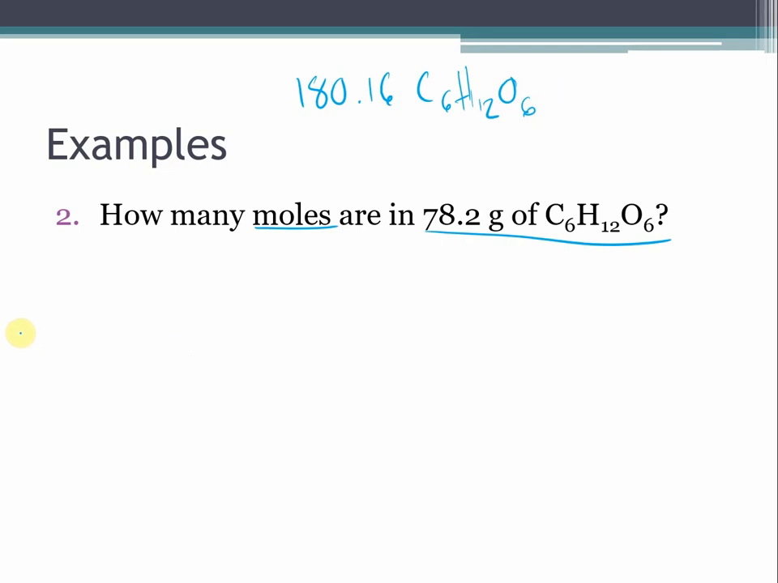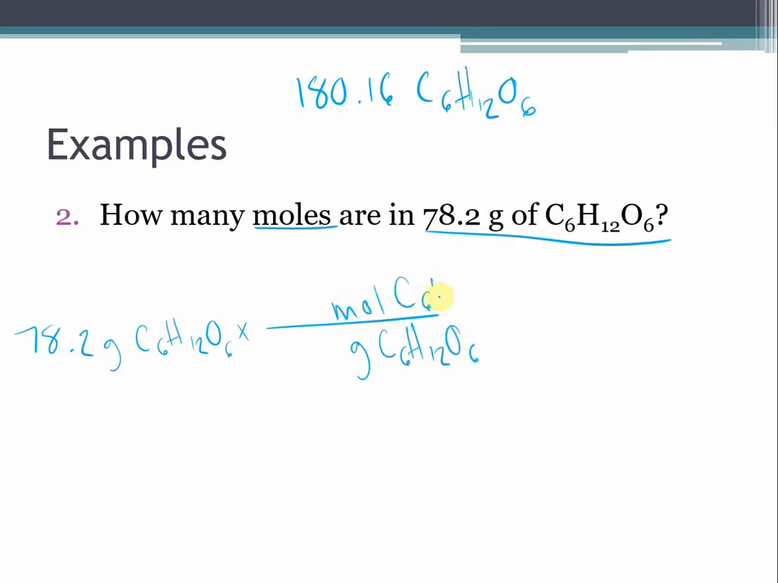Start with what you know. We have 78.2 grams of C6H12O6 times a fraction. What goes up must come down, so grams of glucose will come down. Moles of glucose will go up. Then we will fill in our numbers.